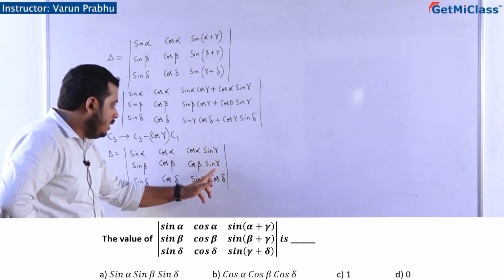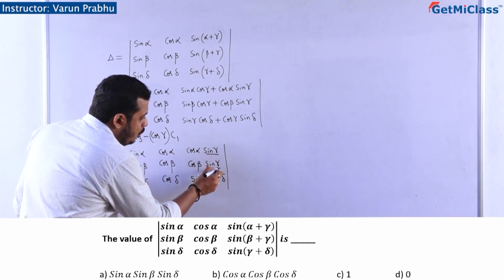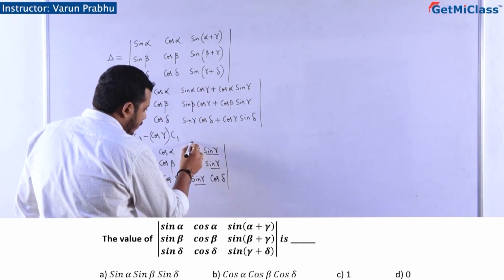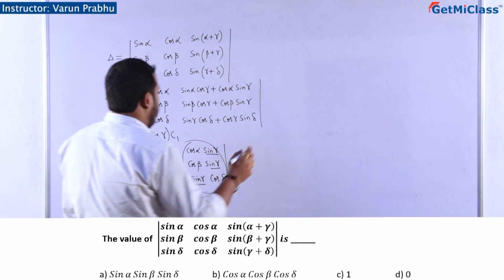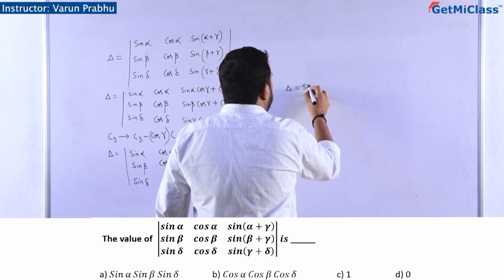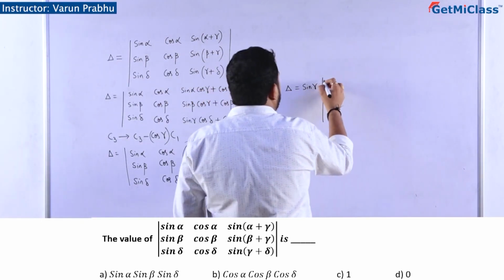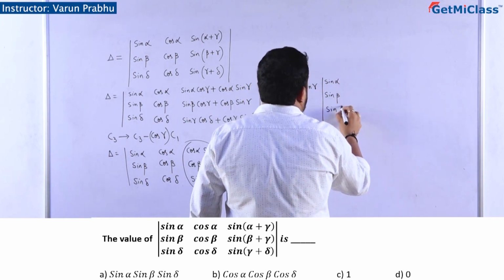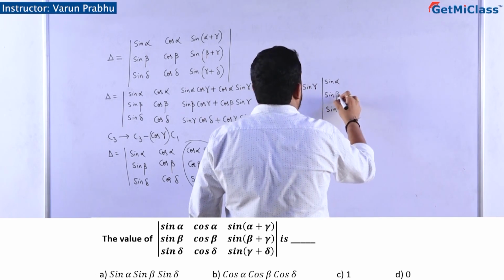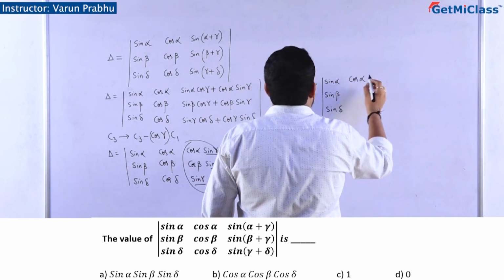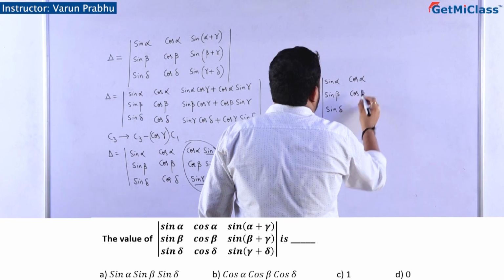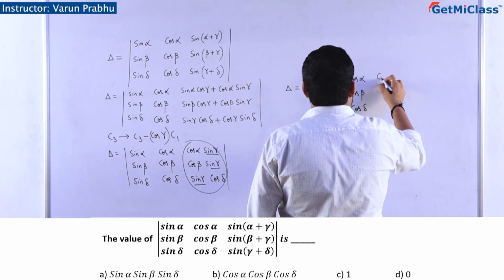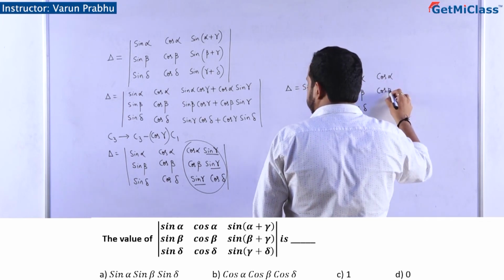Now if you see in this third column, sine gamma is common. So from column number 3 we can take out sine gamma common. So delta is equal to sine gamma, and what remains in the bracket is sine alpha, sine beta, sine delta, cos alpha, cos beta, cos delta, then cos alpha, cos beta, and cos delta.